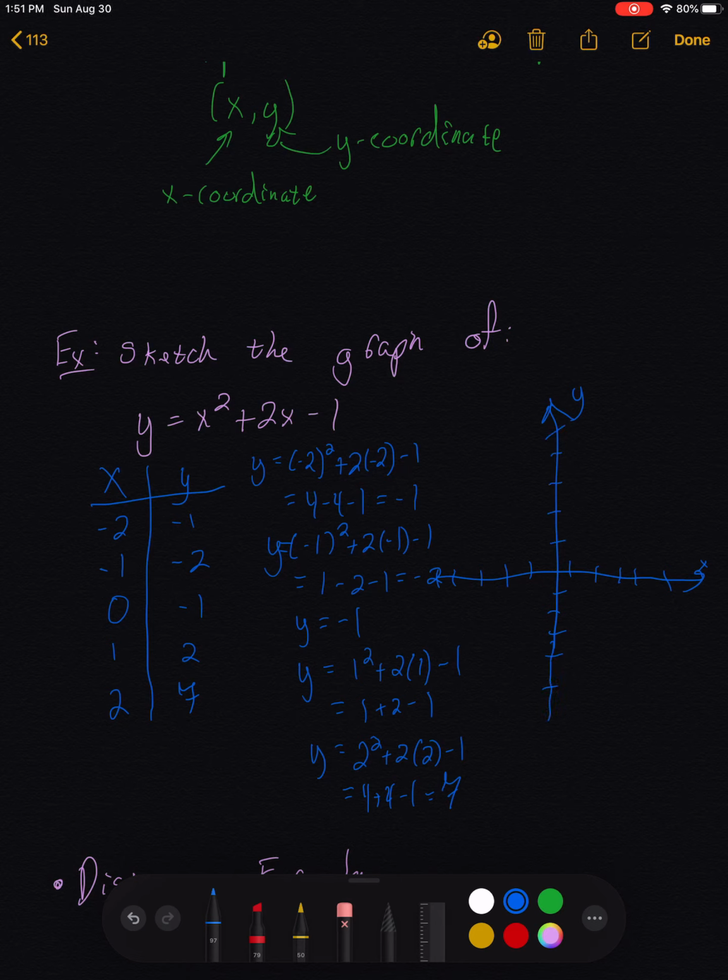Okay, so the first point we found was -2, -1. That would be located about here. -1, -2, about here. 0, -1, roughly here. 1, 2 is up here, and 2, 7 is way up here. And we get this curve that, again, we probably are familiar with.